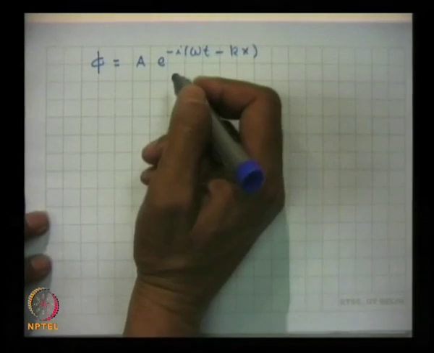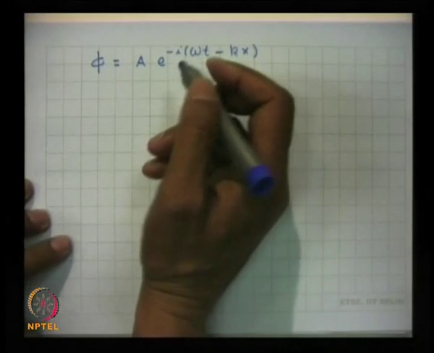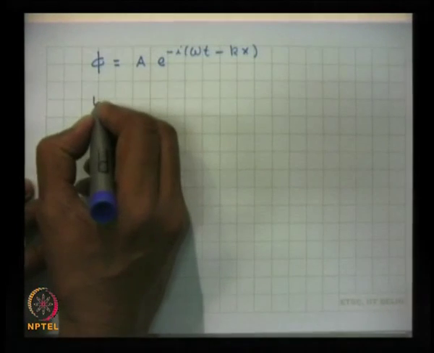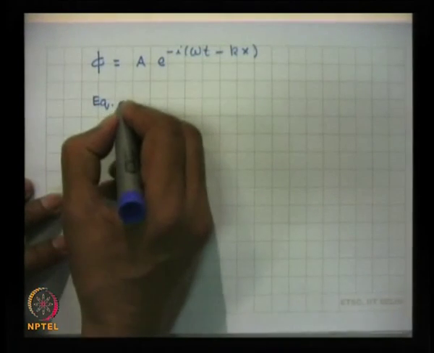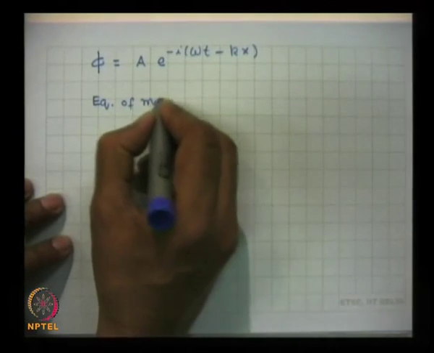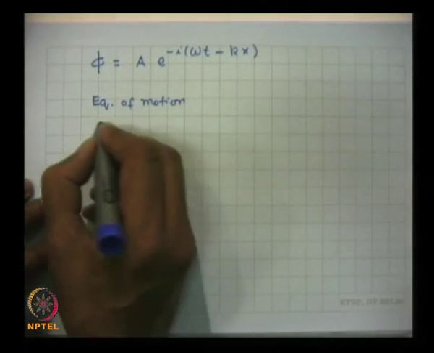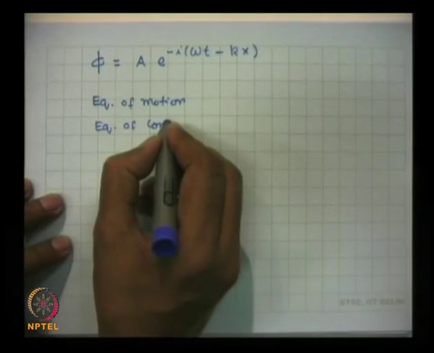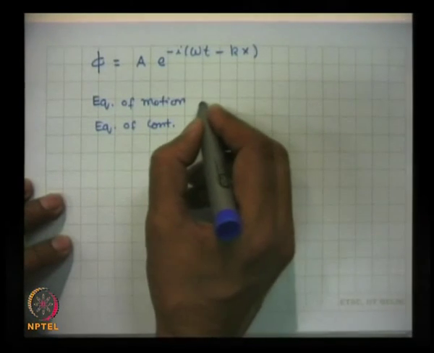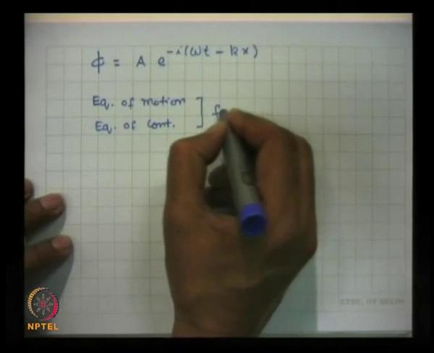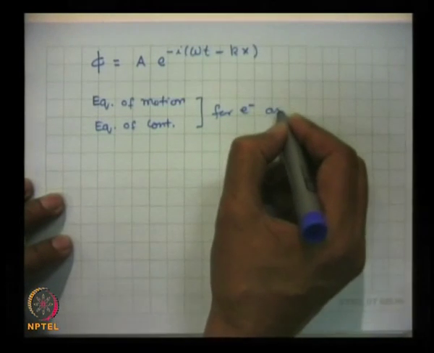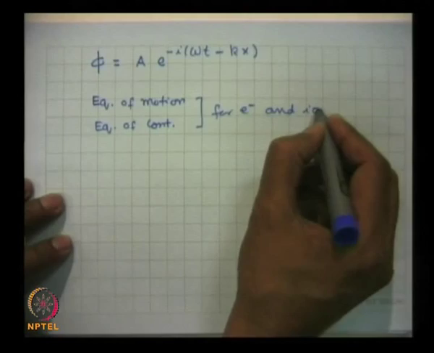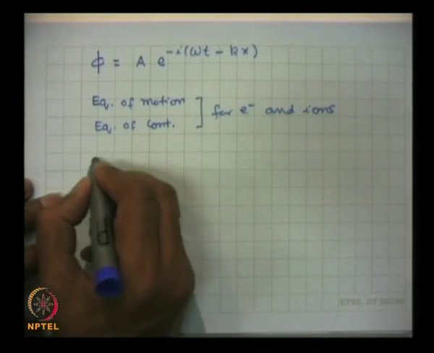To examine that, I need to solve the equation of motion and the equation of continuity for electrons and ions, both, and then I need to solve the Poisson equation.